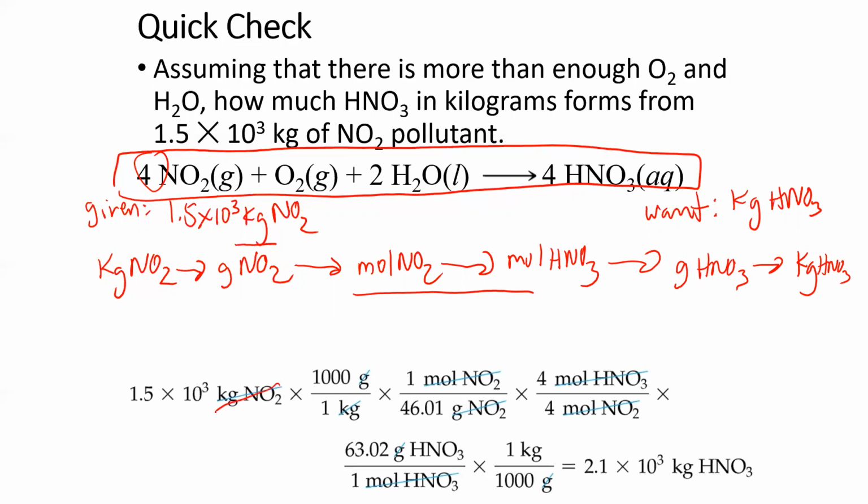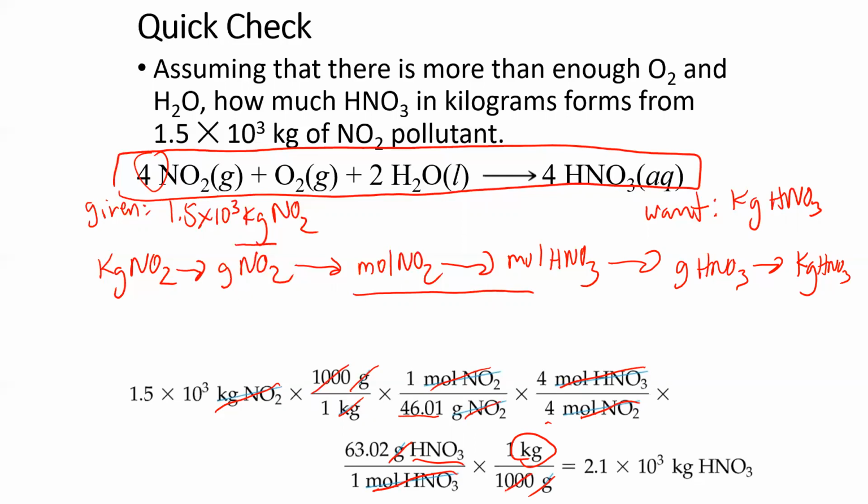So kilograms of NO2, 1 kilogram, there's 1,000 grams. Cancel out the unit of grams because there's 46.01 grams of NO2 per 1 mole. There's 4 moles of NO2 per 4 moles of HNO3. And then in 1 mole of HNO3, there's 63.02 grams. That's the molar mass. And then the grams are canceled out by the metric system. And I'm left with kilograms of the nitric acid. Now, when you're calculating this, 1,000 and this 1,000 cancel out.